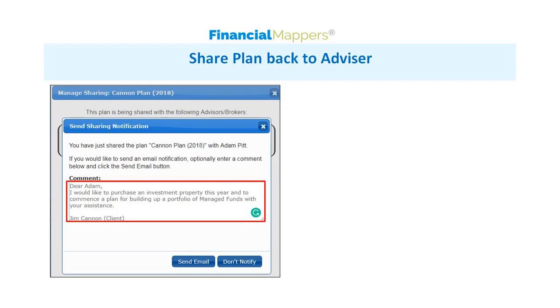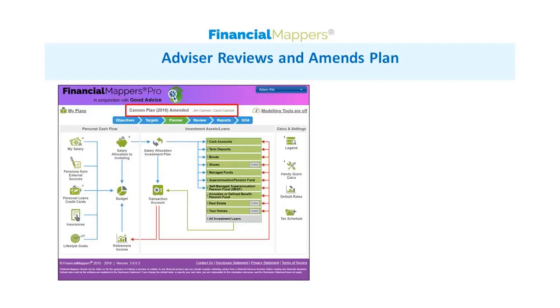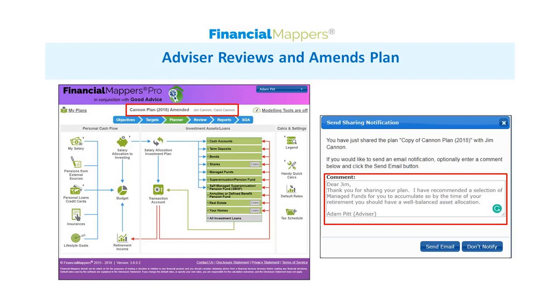Remember that while you have full access to Financial Mappers to create your plans, model what-if scenarios and print reports, your advisor only has access to the specific plans you choose to share. Your advisor will now review your shared plan. They will make recommendations on how to allocate your investable funds over the next few years. This is a good starting point because when you get more complex financial situations in the future, you may need to ask for further assistance.